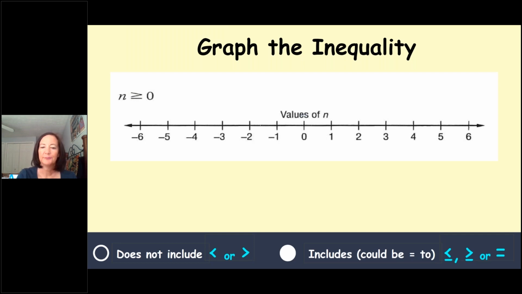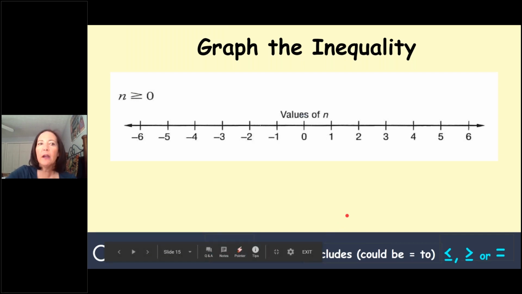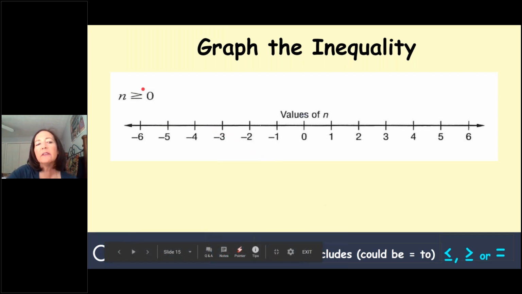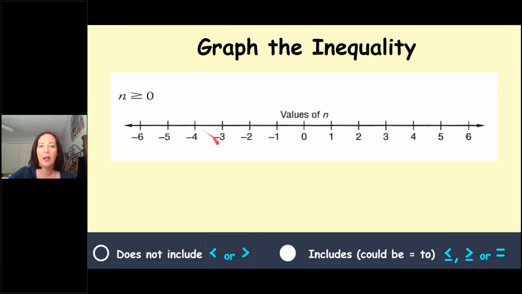I don't know. Okay, look at the bottom of the screen in the black part where it tells you that the open dot goes with the less than or greater than symbol. And if you've got the closed dot, it goes with the less than or equal to, greater than or equal to symbol. So we have the greater than or equal to symbol. So do I need an open dot or a closed dot? I do need a closed dot. Okay, so I've got a closed dot on the 0.